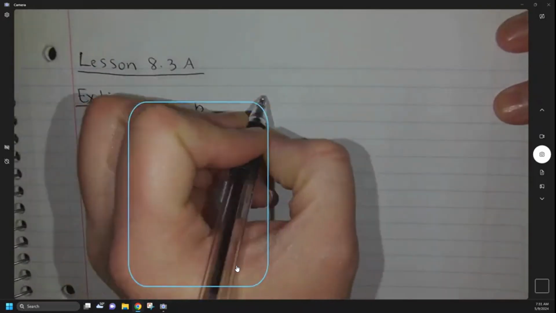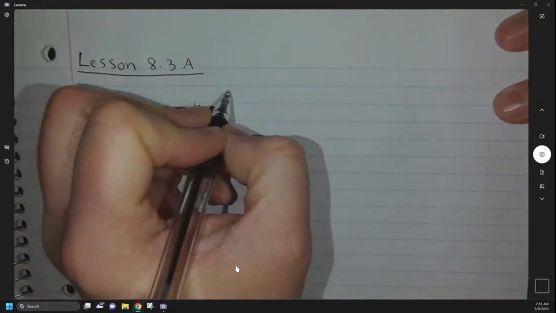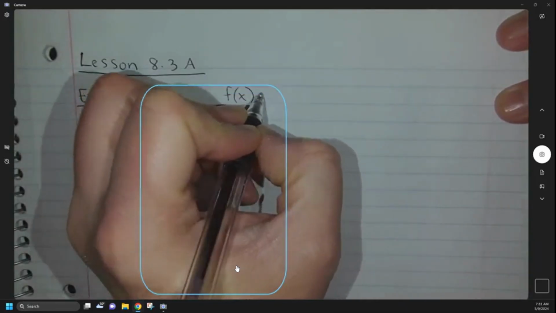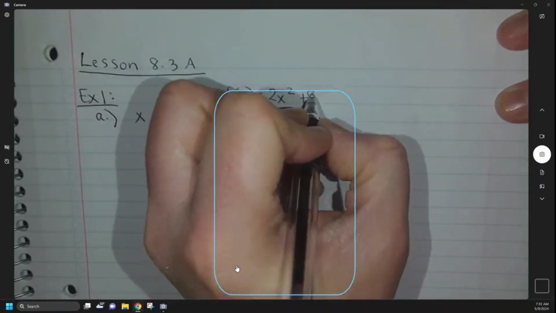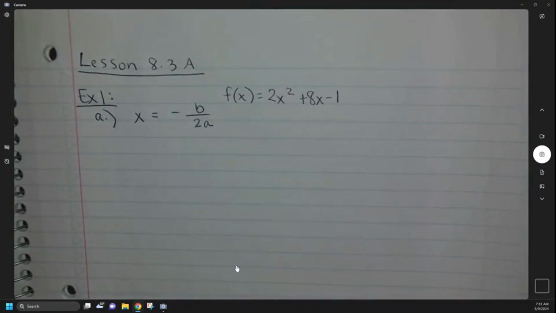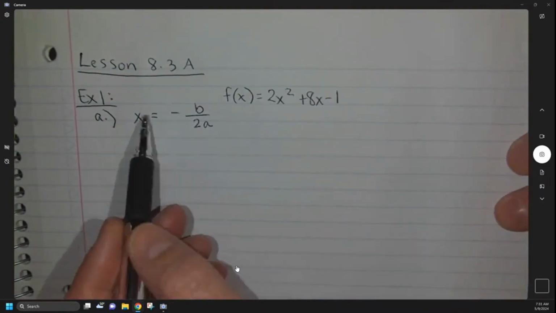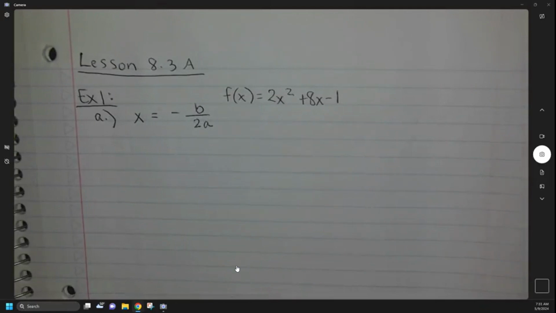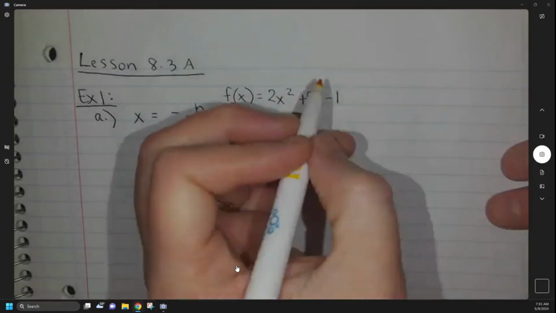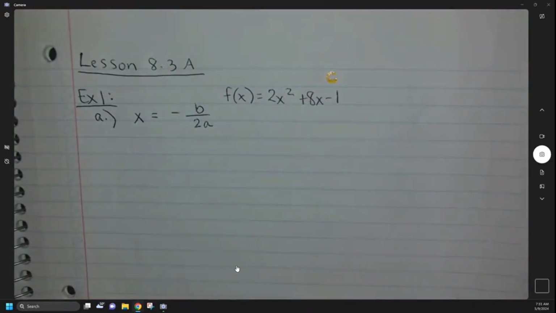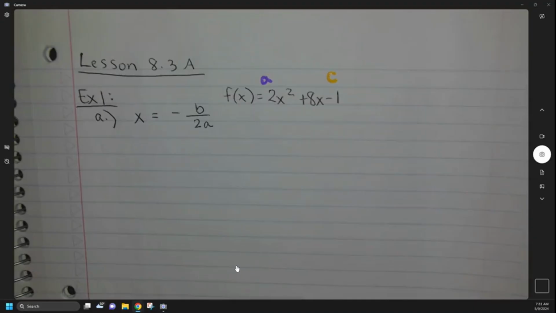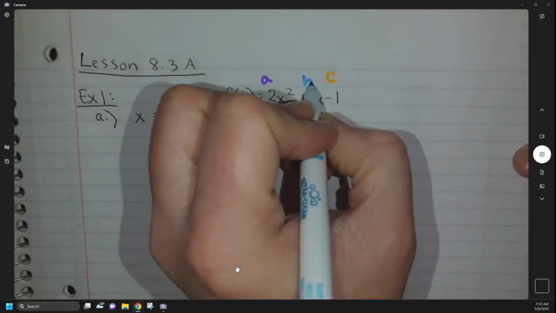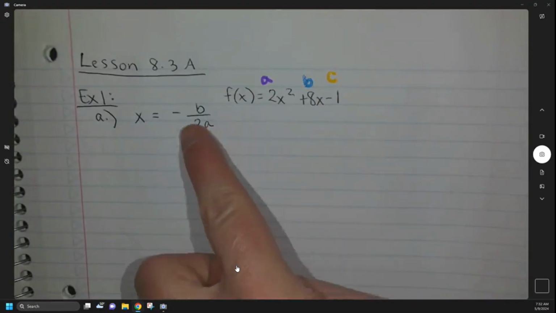That's something that you're going to want to remember because you're going to be using it often throughout this process. So let's jot down really quick our function that we're working with. So it was f of x equals 2x squared plus 8x minus 1. When I'm looking at all of this, what are these pieces? Okay, so as a reminder, this negative 1 is c. A is the 2, and B is the 8. So that's where we're getting these letters from.